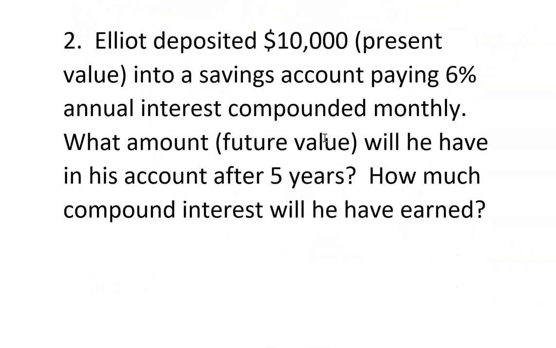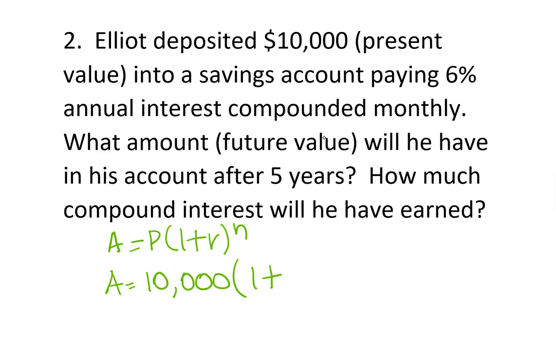So Elliot deposited $10,000. A equals P(1 plus R) to the N. Our $10,000 is our principal. So 6% annual interest compounded monthly. Monthly is 12. So we're going to take 6% divided by 12. So it's 0.5%, which would be 0.005.